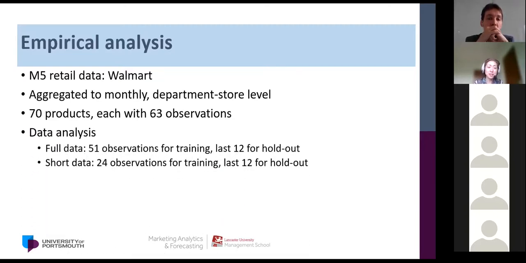And in terms of the data analysis, we experimented with two sample sizes. So we had the last 12 months as our holdout sample to assess the performance. And with the full data, we used the remaining 51 observations for training, but we also experimented with shorter data. So we had the same 12 months holdout periods, but we only used 24 observations for training.